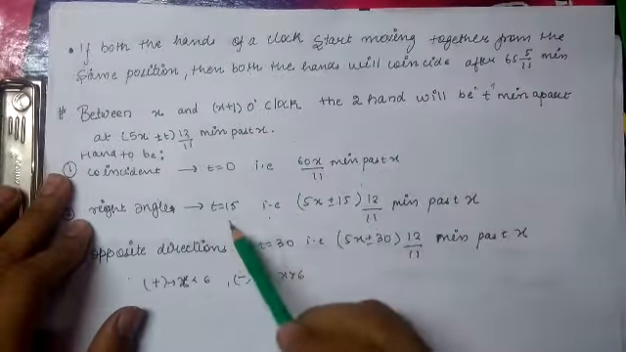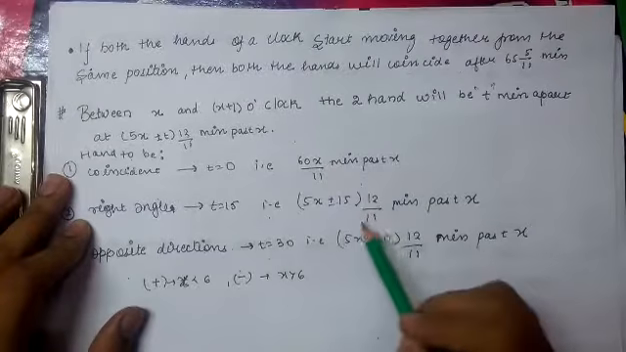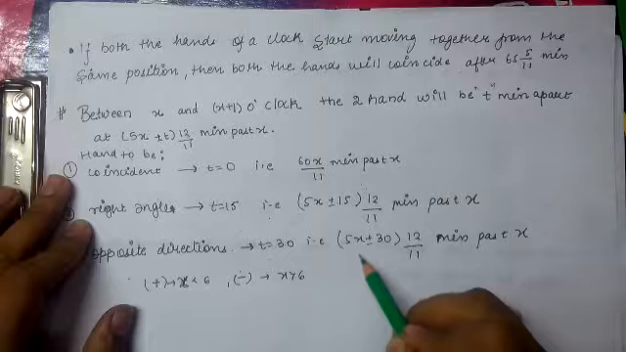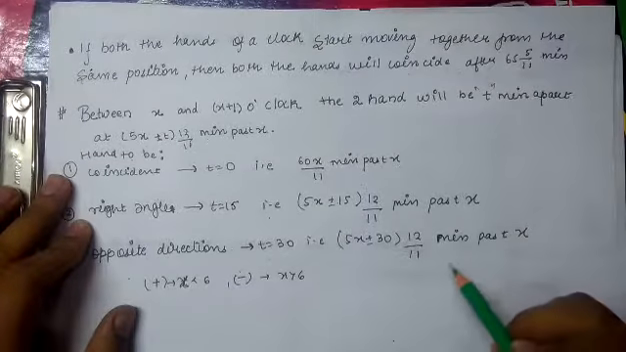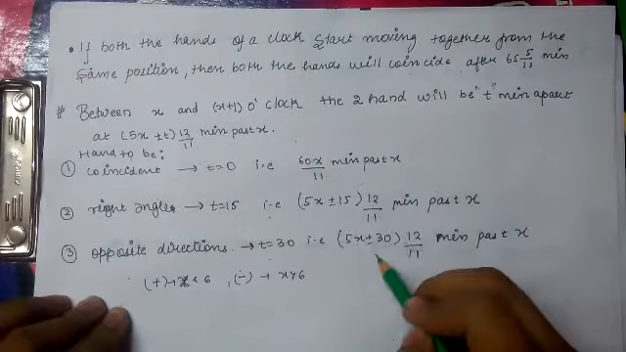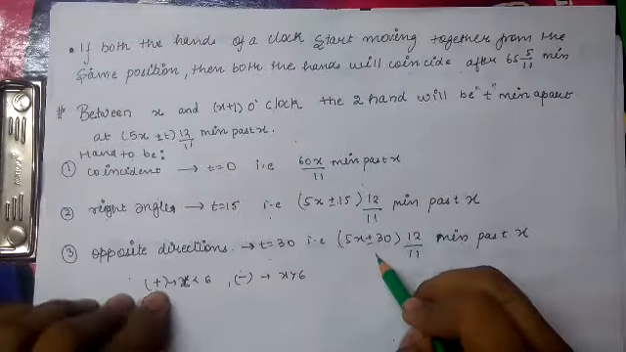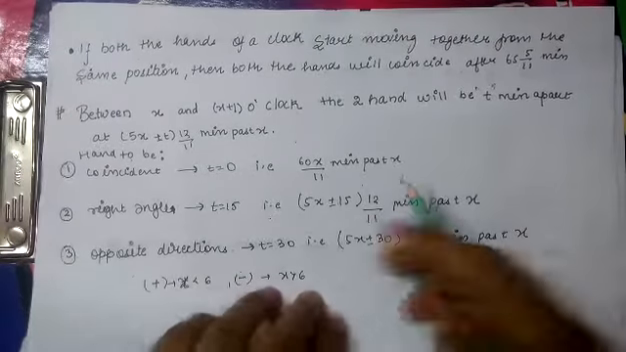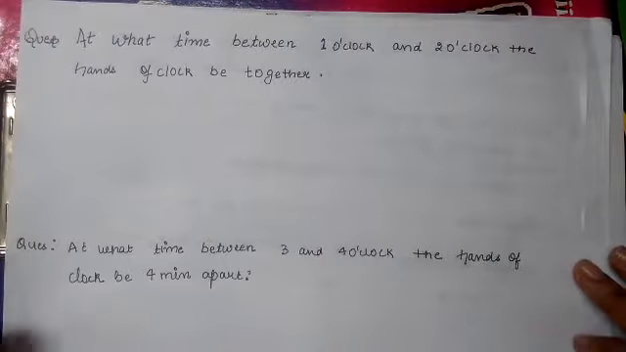When at right angle, t is equal to 15. In opposite directions, t is equal to 30. That is, the formula comes to be (5x plus or minus 30) times 12 by 11 minutes past x. As plus or minus is given, we will take plus when the value of x is less than 6 and minus when the value of x is greater than 6. Now we will see it by solving a few questions.